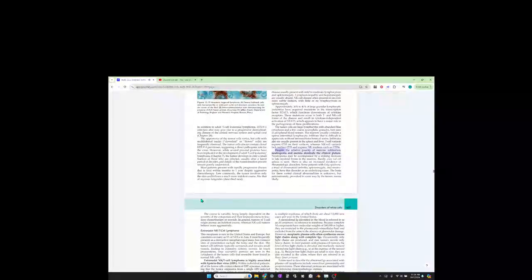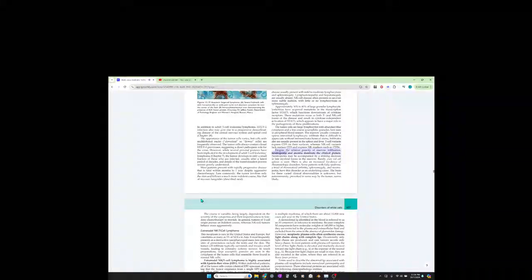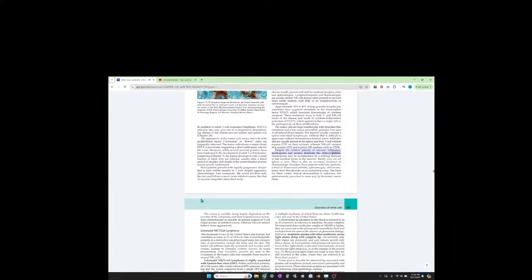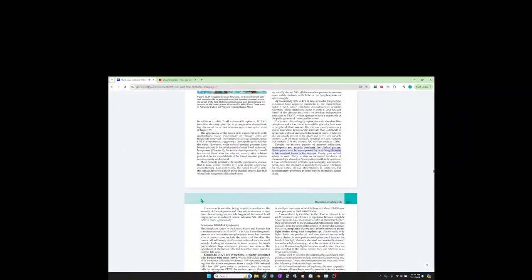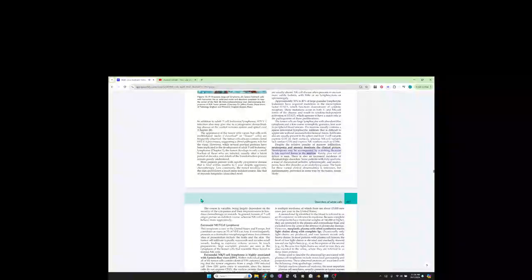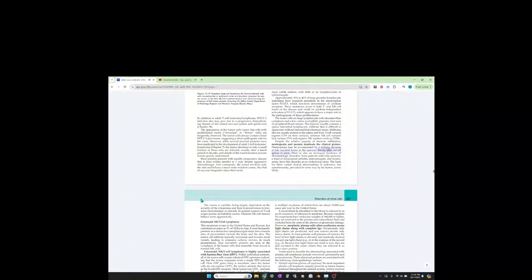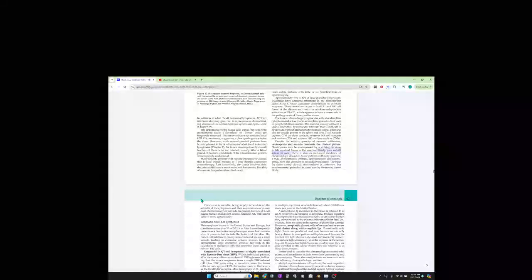T-cell variants express CD3 on their surfaces, whereas NK cell variants lack surface CD3 and express NK markers such as CD56. Despite the relative paucity of marrow infiltration, neutropenia and anemia dominate the clinical picture. Neutropenia may be accompanied by a striking decrease in late myeloid forms in the marrow. Rarely, pure red cell aplasia is seen.